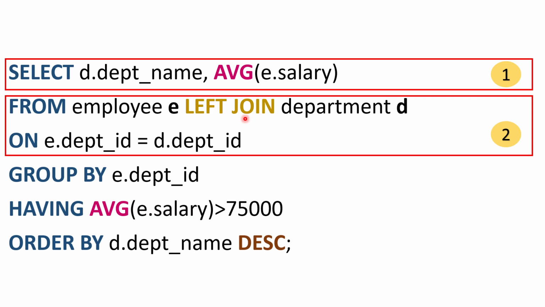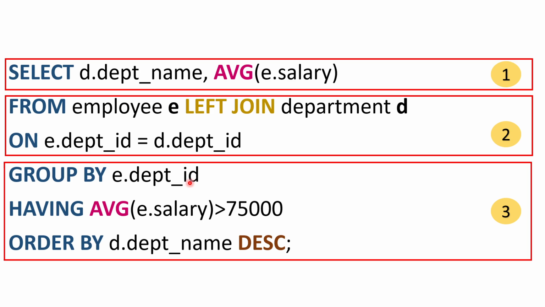So after writing the join, we have to write the condition. And the condition is average salary of each department should be more than 75,000. As here we have to find the average of salary in each department. So we will write group by D dot department ID having average of E dot salary greater than 75,000.